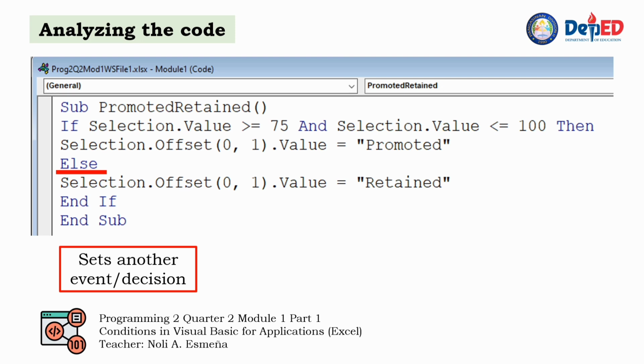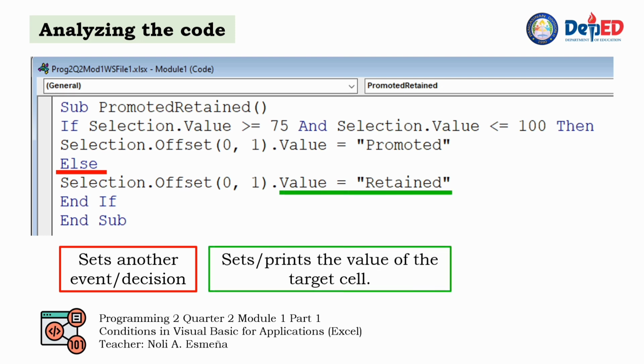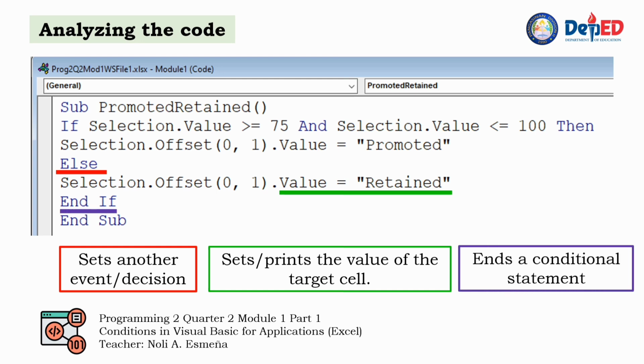As we can see, the next code is similar to the previous code, but what is changed is the text that will be displayed, which is now retained. This event will happen only if the grade is less than 75. Having a value of lower than 75 doesn't fit on the condition that we have made on the very first lines. Lastly, we have the end-if keyword, which marks the end of our conditional statement.